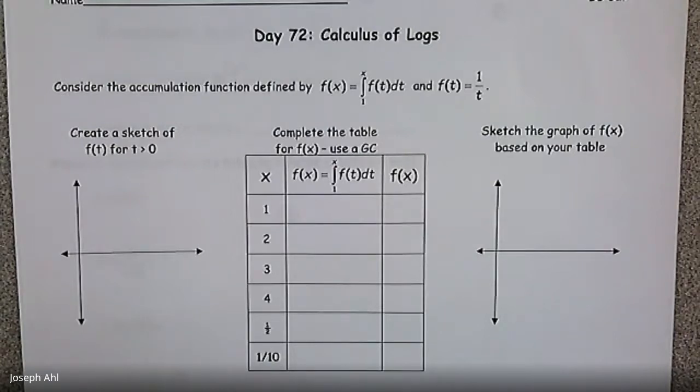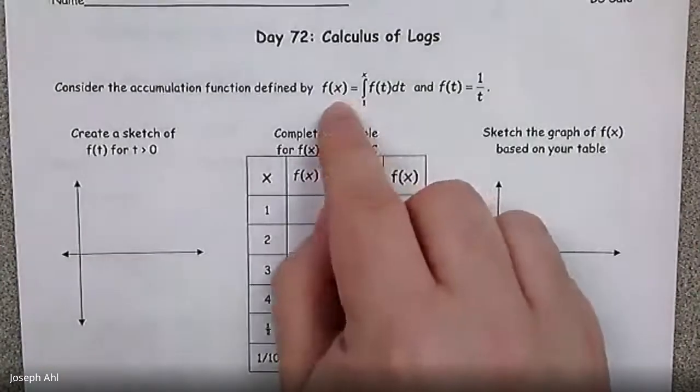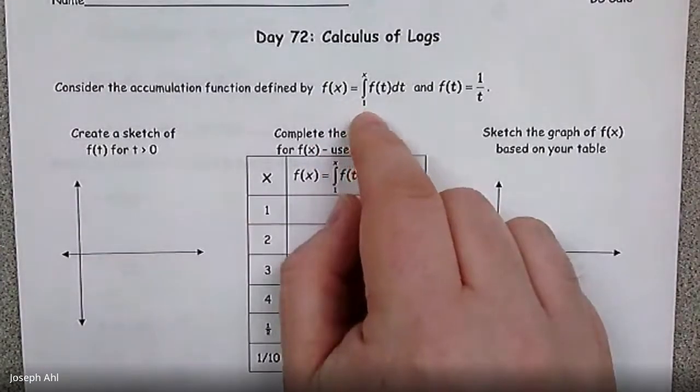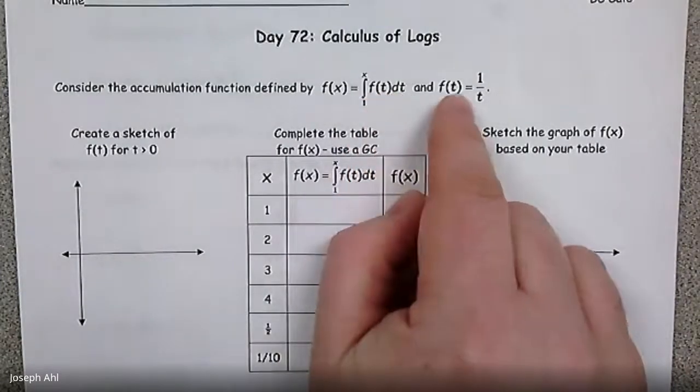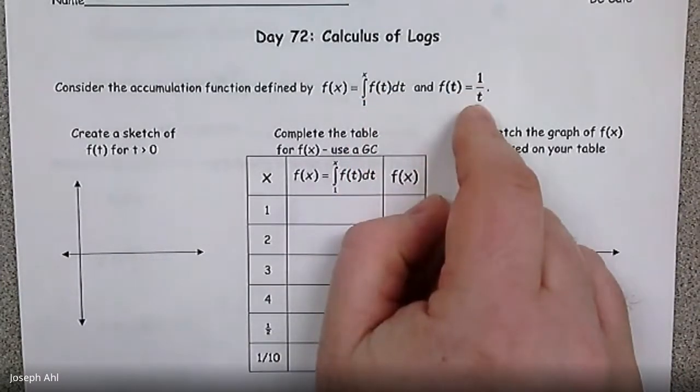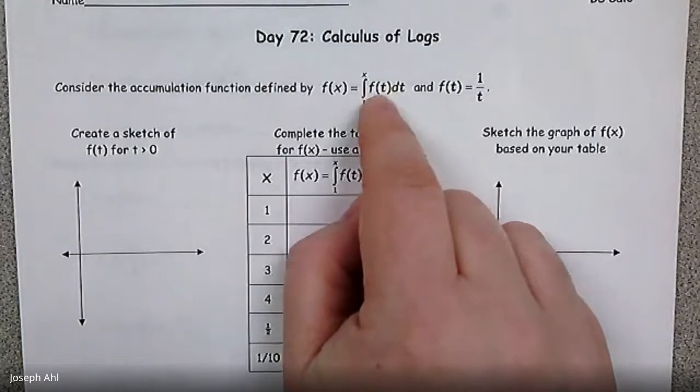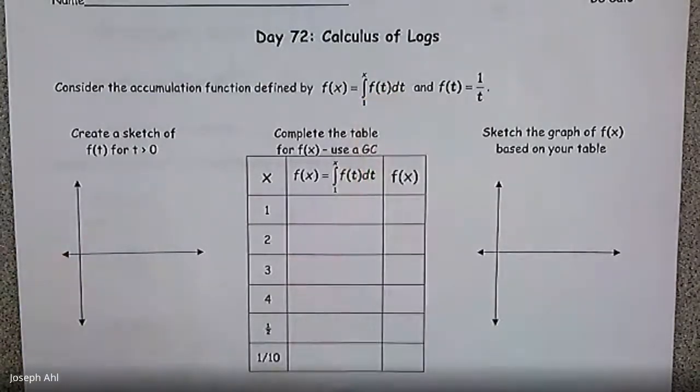The accumulation function we're going to analyze to start getting an understanding of some calculus of logs is f of x equals the integral from 1 to x of f of t dt, where f of t is 1 over t. So if we think about the integral of 1 over t, that's something we don't know how to find the antiderivative of using our anti-power rule, because you get t to the negative first, and we add 1 to that, and then we get t to the 0. Dividing by 0 up front is going to be an issue.